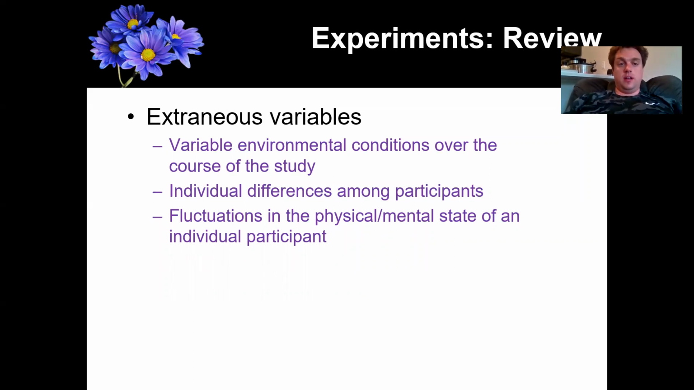There's also, lastly, fluctuations in the physical or mental state of an individual participant. This kind of goes off of the example I gave earlier of maybe testing some people in the morning when they're in a good or a bad mood, and then testing some in the evening when they're in a different mood. Something to that effect. Right? Again, all these things are going to add noise to the experiment. So they're going to add some changes to the dependent variable that is not being changed by your independent variable.